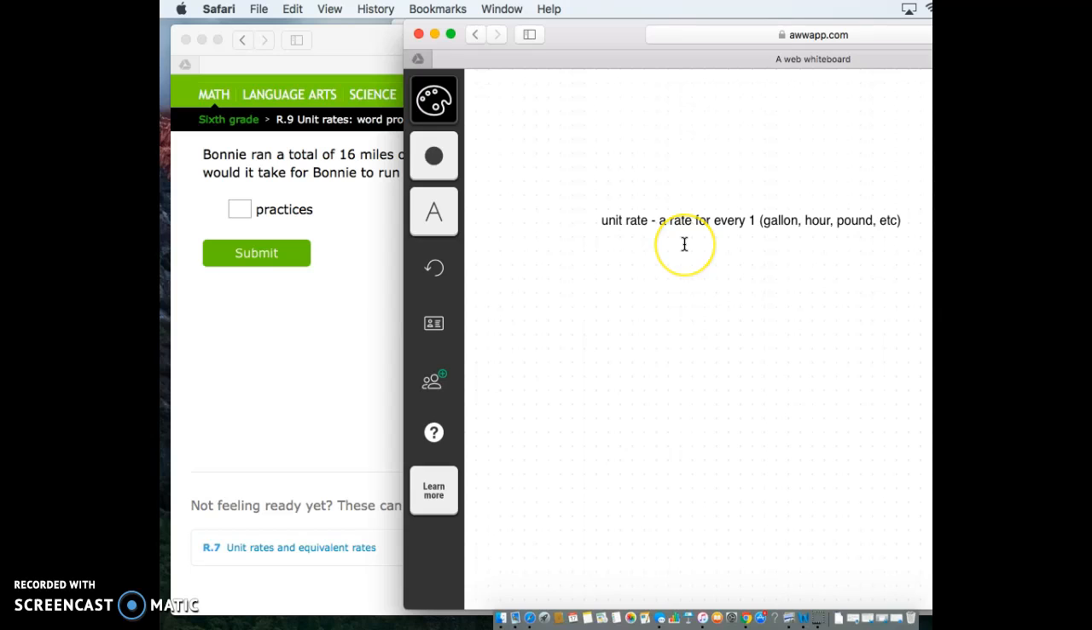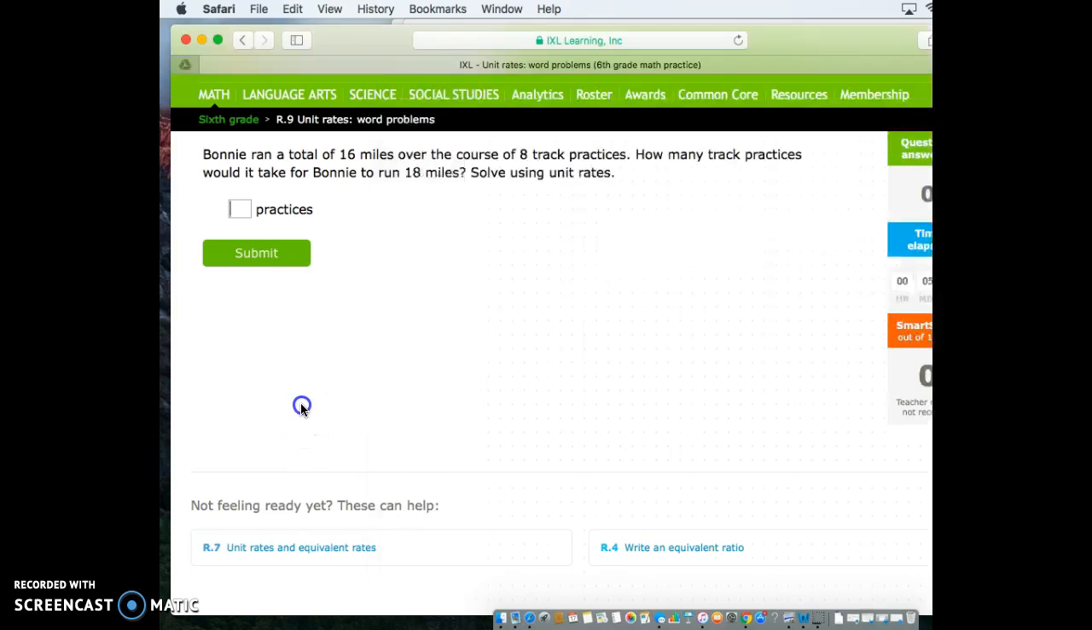So I'm going to set it up. She does 16 miles divided by 8 practices because I want it to be one practice. So I find that she can do 2 miles in one practice. Okay? That's our unit rate.